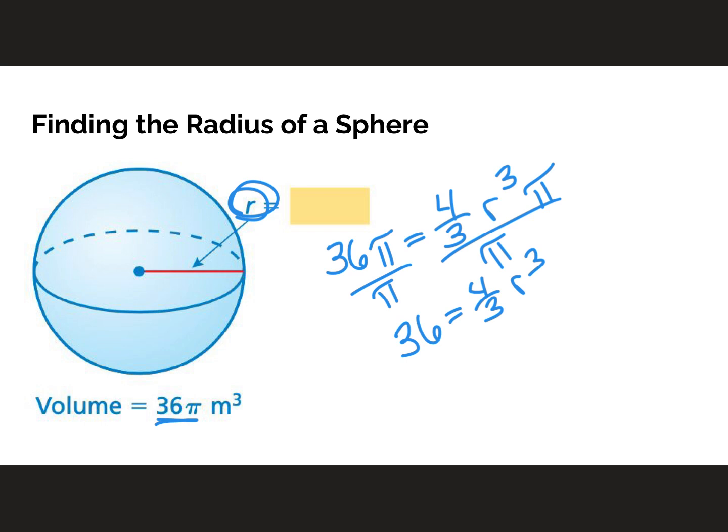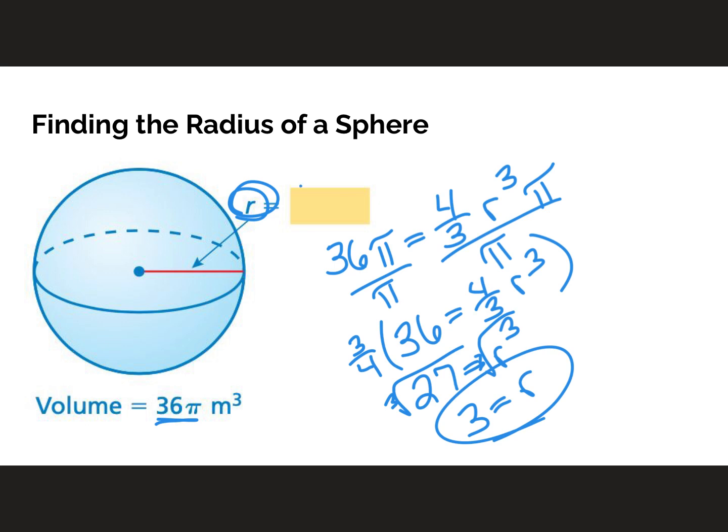So I'm going to go ahead and multiply times 3/4 because that's how I get rid of it. Because remember, to get rid of multiplying by a fraction, we multiply by its reciprocal. We flip it. So that gives me 27 equals my radius cubed. I'm going to take the cube root. Remember cube roots from a few units ago. The cube root of 27 is 3 equals my radius. So that's my radius. It's just 3.